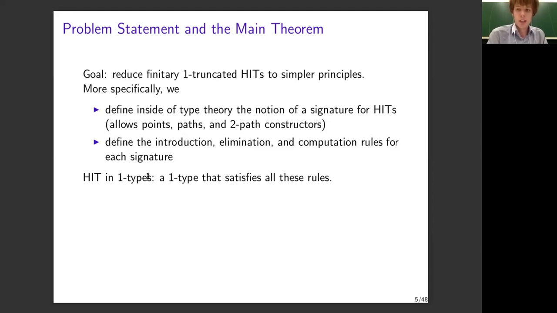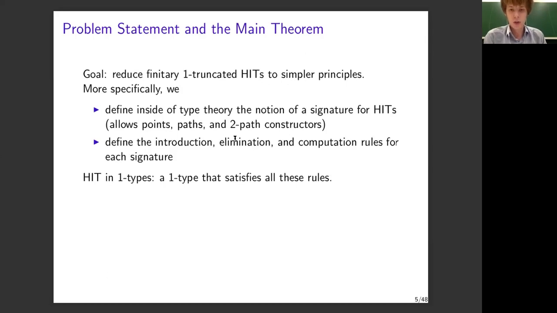And the one we will discuss in this talk allows for point constructors, path constructors, and two-path constructors. Not higher, because we're interested in the one-truncated case. So higher path constructors would be trivial. For each of these signatures, we define introduction, elimination, and computation rules. And from that, we get the definition of a higher inductive type.